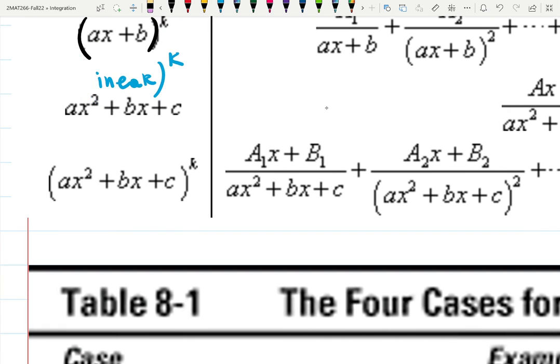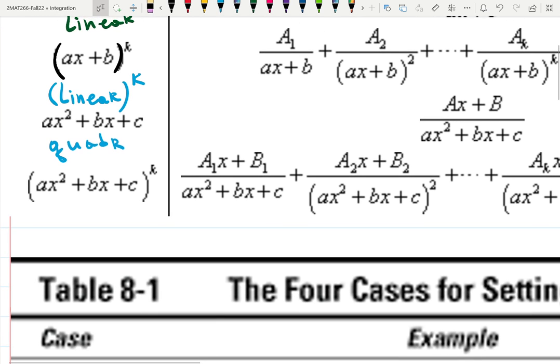Then what if you have not linear? What if you have quadratic, ax squared plus bx plus c? Then the formula changes. Instead of a constant over that thing, you'll have to have a linear at the top, so it's one power less all the time. When it was linear at the bottom, the top was a constant. Now there's a quadratic at the bottom, so the linear will be at the numerator, ax plus b.